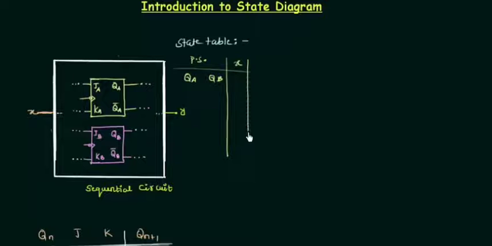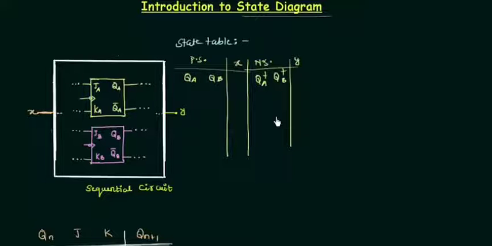So in the next column, I'm having the next state, and the next state is QA plus, QB plus, and finally my output Y. So this is a simple state table, and by using this state table I can have my state diagram, which is very important. So let's see what a state diagram is.